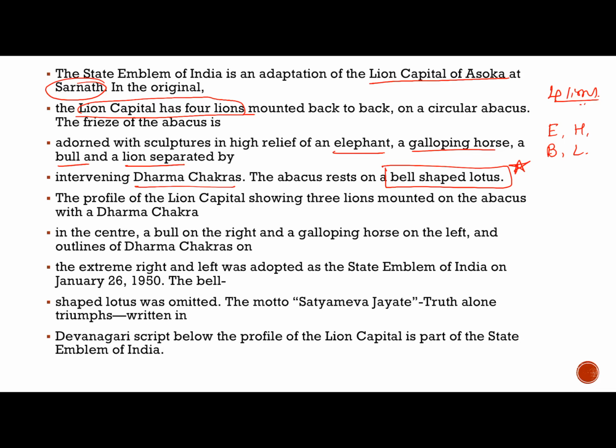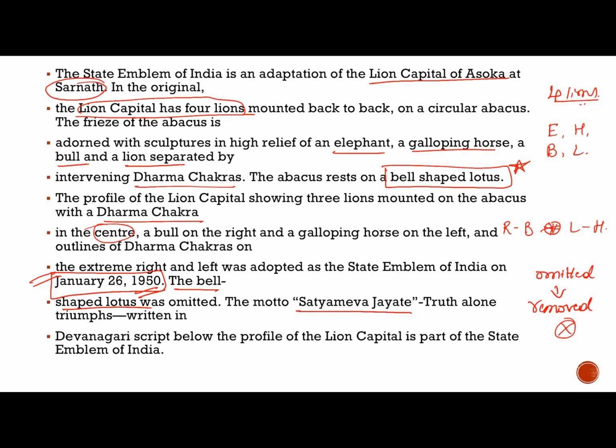Here I have marked a bell-shaped lotus, which is very important, because I'll explain it further. The Ashoka Chakra or Dharma Chakra we can find in the center, with the bull on the right side and the horse on the left side. The bell-shaped lotus, which I mentioned, I'll explain right now. This particular emblem was adopted on January 26th, 1950, the same day we adopted our constitution. As I told you before, the bell-shaped lotus is omitted, meaning it was removed from the national emblem.